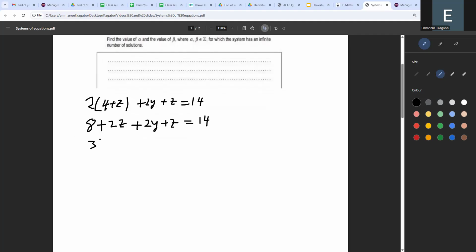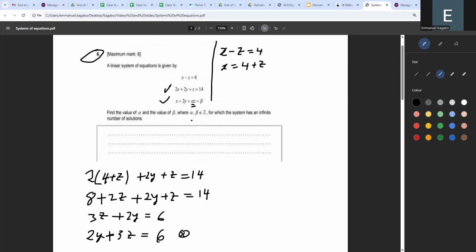So I'll get 3z plus 2y equals 14 minus 8 gives me 6. So it's 2y plus 3z equals 6. Okay? This is my equation, which is very important. Pay attention to that. Now, go to the third equation.